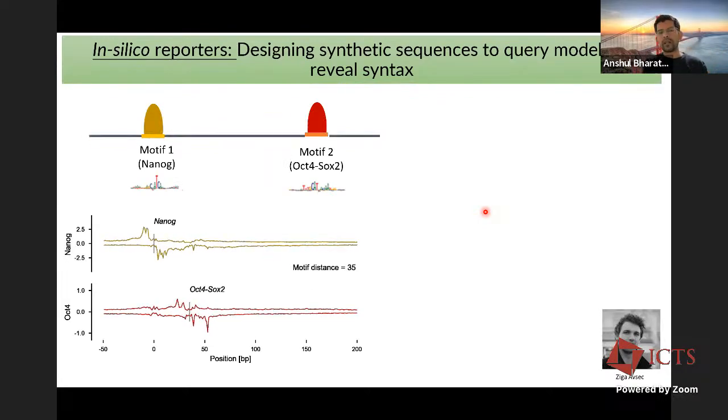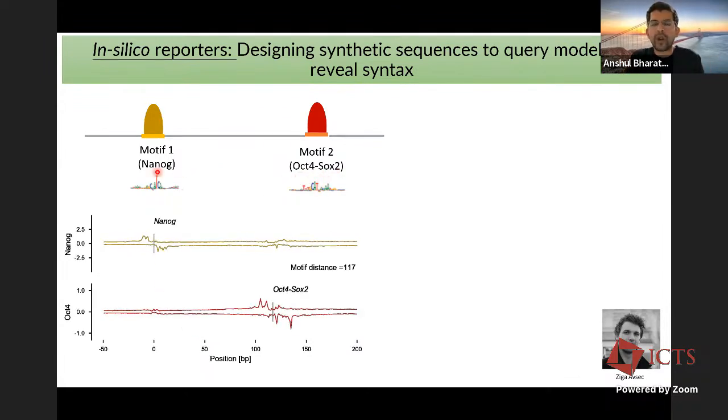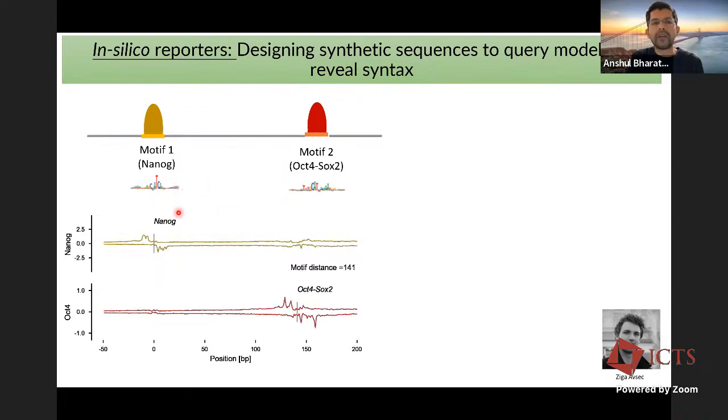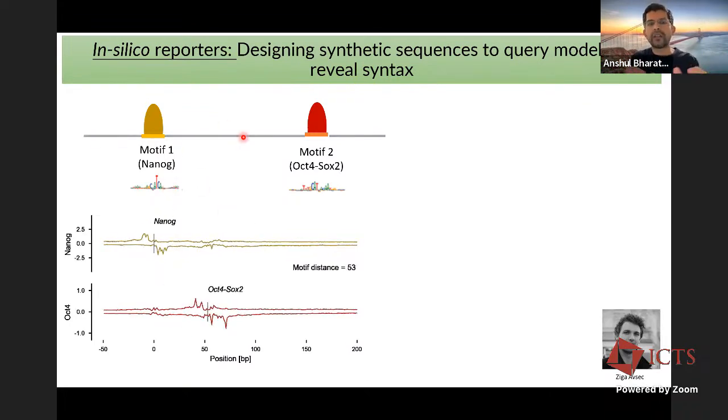We wanted to study the OCT4-SOX2 motif and the Nanog motif, which are very often together in enhancers. Everyone knows that, and people have seen it previously. But we wondered if there were any interesting spacing constraints between these. There have been lots of interesting hypotheses, like a billboard model, an enhanceosome model, or a soft syntax model. What is a neural network learning and what is it saying about syntax?